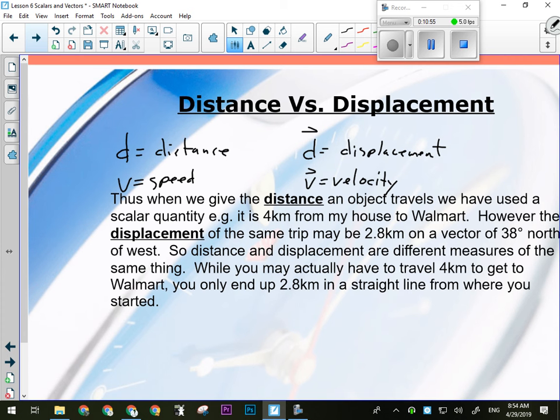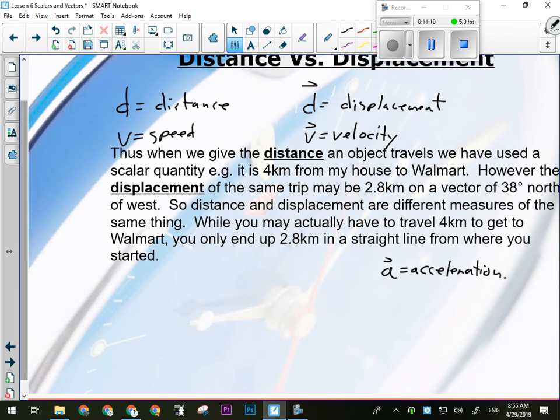Another one that we'll deal with in physics here in Science 10 is acceleration. It'll be an A with the arrow over top of it. One that we'll deal with in Physics 20, but not in Science 10 so much, is force. Force is also a vector quantity, so it's got an arrow over top of it as well.